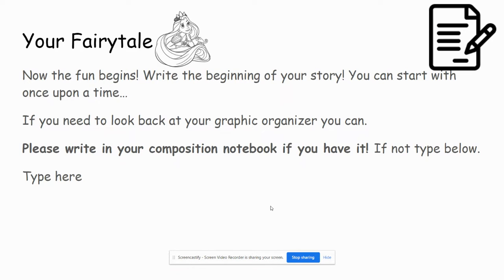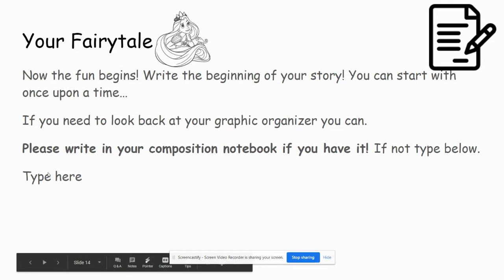Then you're going to work on your fairy tale. Today you get to begin writing. This is your first paragraph, which is the beginning of the story. What's happening at the very beginning of the story? If your big bad wolf, is he waking up and realizing that he's hungry? Let me know. You need to write this in your composition notebook, please, if you have it. If you don't, that's the only reason you should be typing here, okay?